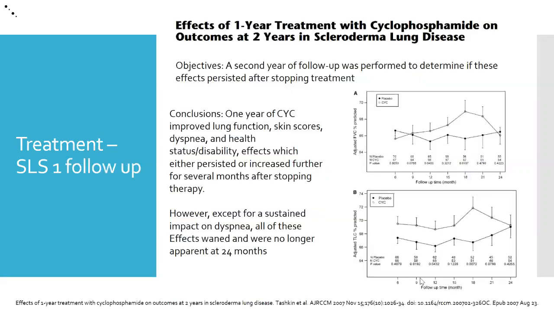So this was followed a year later. This was published in the Blue Journal, and what they did was look at the patients who were in the SLS trial. What we basically looked at here was the effect of cyclophosphamide at 2 years, so we did the follow-up study for another year. What was seen was that other than the impact on the dyspnea index, all other effects kind of waned off after 2 years. So it was good, but once you discontinue it, the effects kind of wane off.